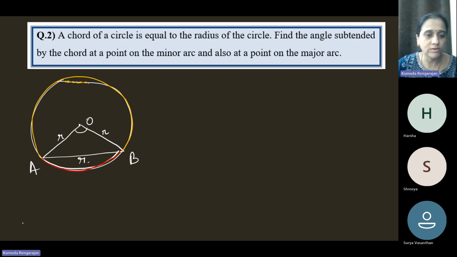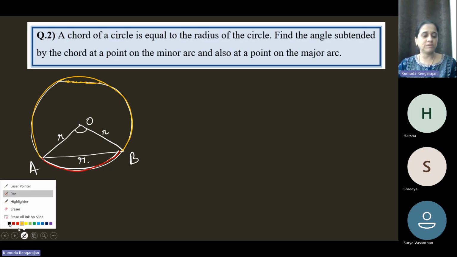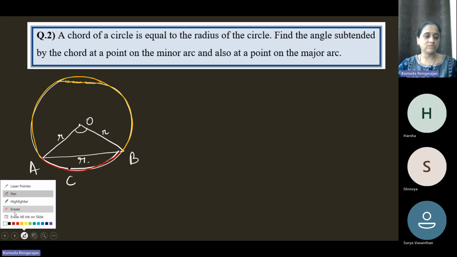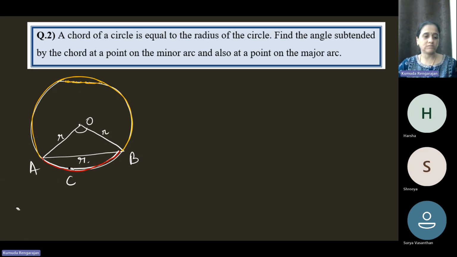Just ignore this one, okay? Just take this. Major arc, correct? Now you're supposed to take a point. Let me read that again for you. Find the angle subtended, meaning made by the chord AB, at a point on the minor arc, and also at a point on the major arc. Just to understand, we'll take it in the middle like this.